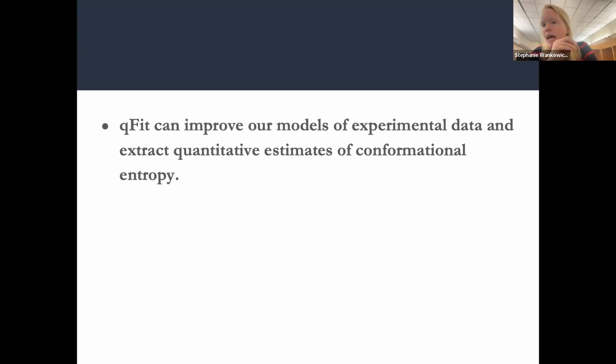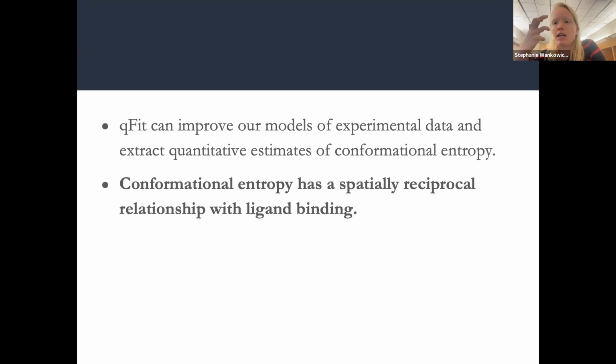If we want to get anywhere of really understanding protein functions, we need to stop thinking about proteins as static. We need to start thinking about them as ensembles and how we can capture these ensembles. And also that conformational entropy can have this spatially reciprocal relationship with ligand binding. And none of this would be able to be extracted if we weren't able to look at the ensemble.